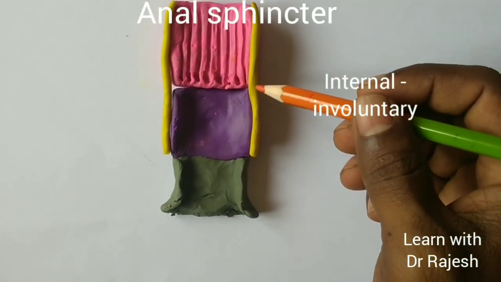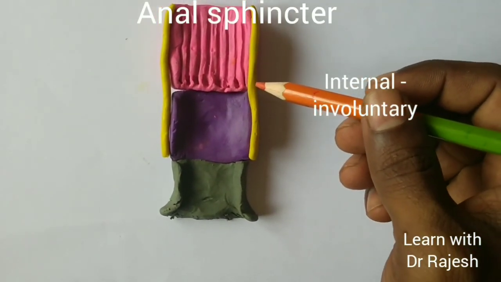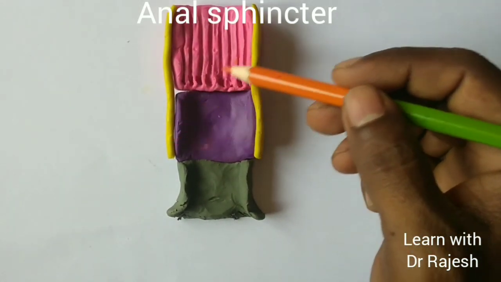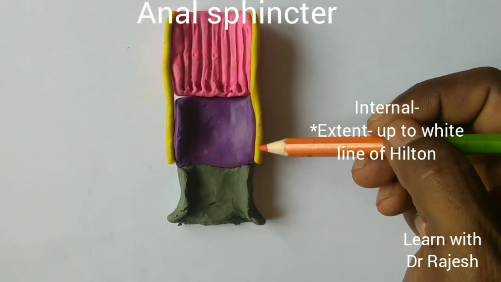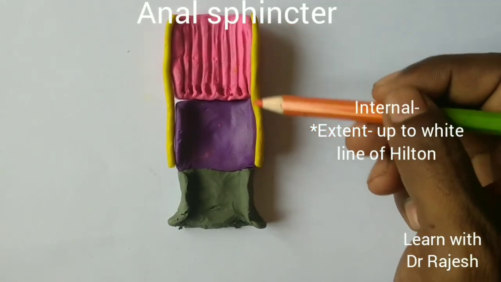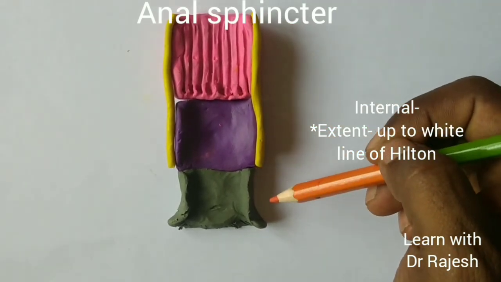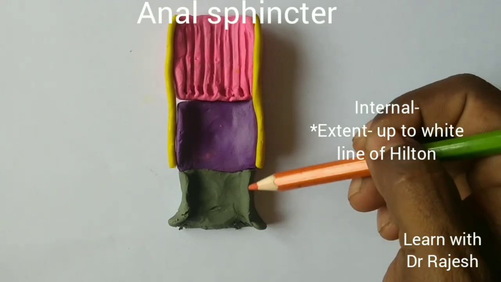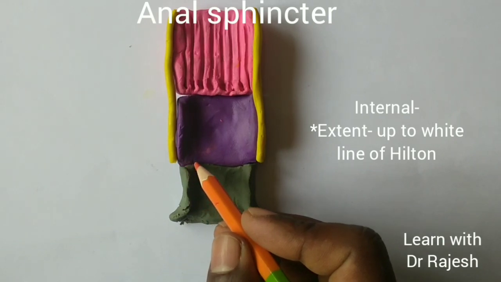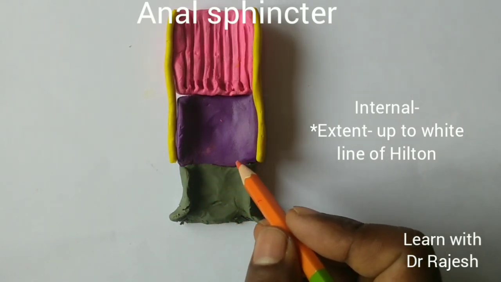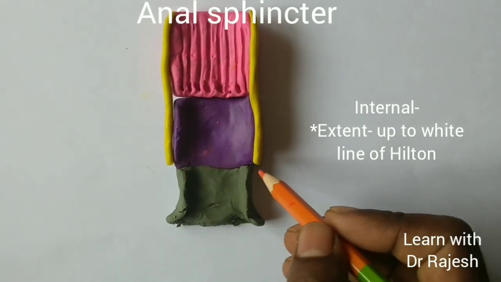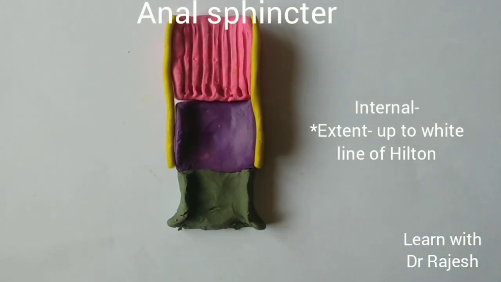and it is actually involuntary in function. It is under involuntary control. This internal anal sphincter occupies the upper 3/4 of the length of the entire anal canal. The lower 1/3, that is the lower 10 millimeter, will not have this sphincter. It ends at the white line of Hilton, so it extends only up to the white line of Hilton. Below that it is deficient.